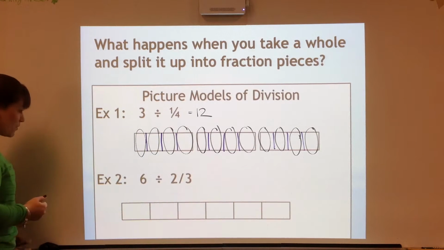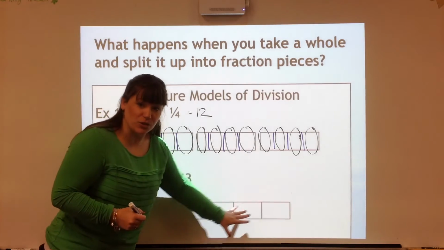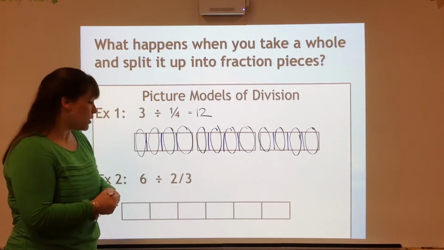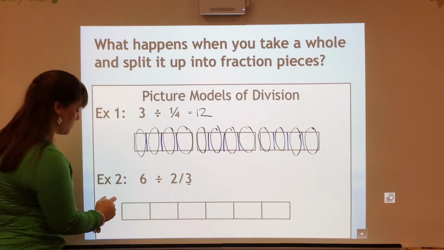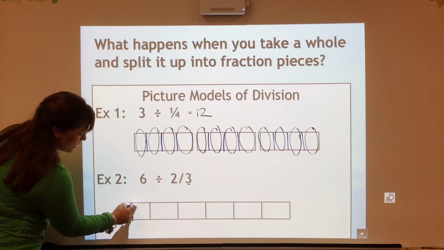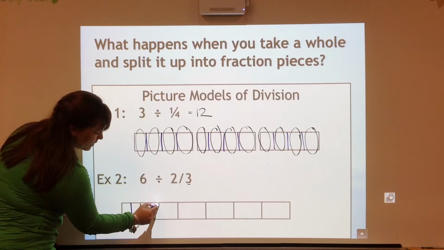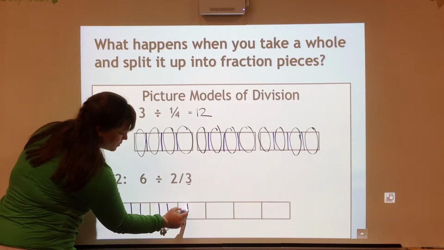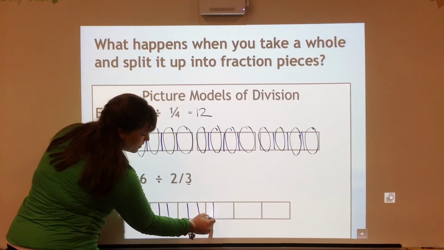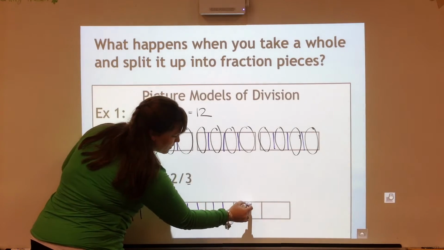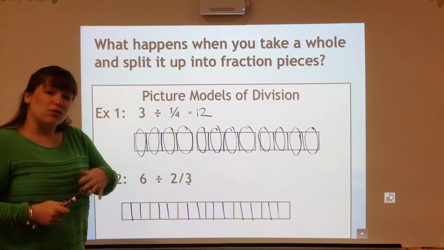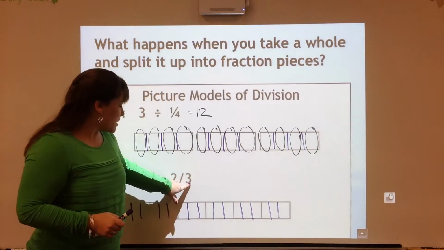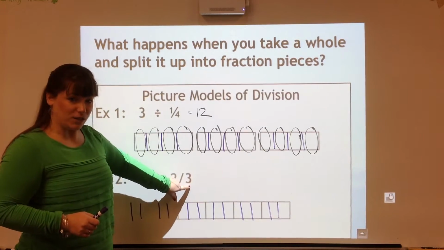So I'm going to take my picture and divide each whole into thirds, because that's what the denominator is. I'm just going to draw 2 lines kind of in the middle that divide it up into thirds. You can just be approximating. It doesn't have to be perfect. Mine are not exact. But first you divide it into the denominator of the divisor.